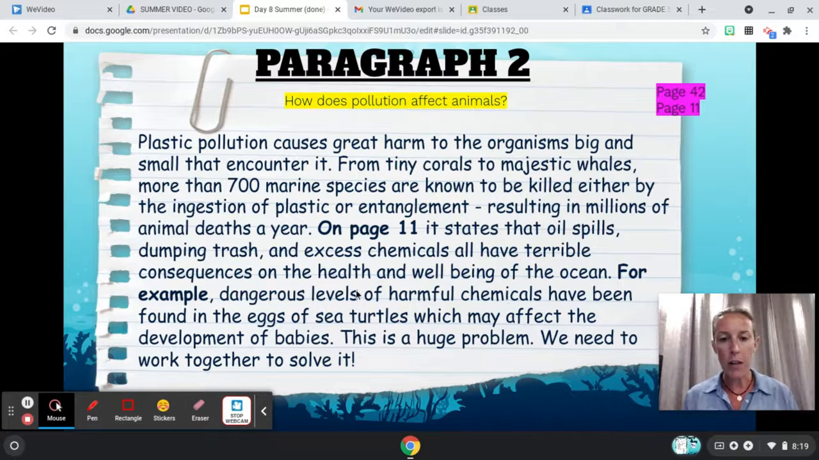I want you to notice that I use the sentence starters from lesson 7 to write that on page 11 and for example. Remember, I don't want to steal somebody else's thoughts or copy because that's going to be considered plagiarism. So I use these sentence starters to help prove my point and cite my source.